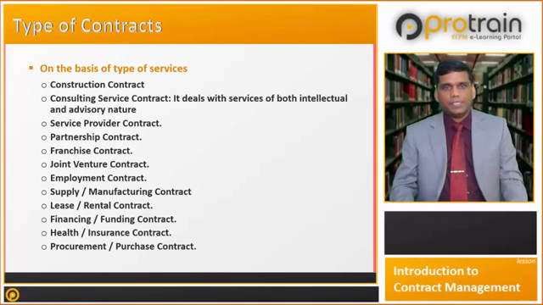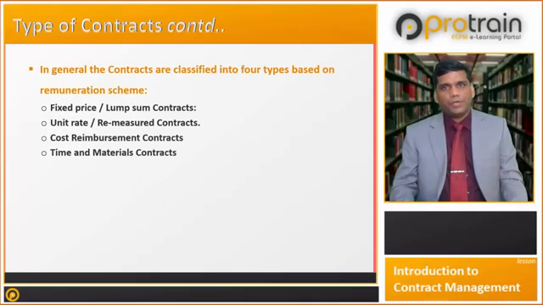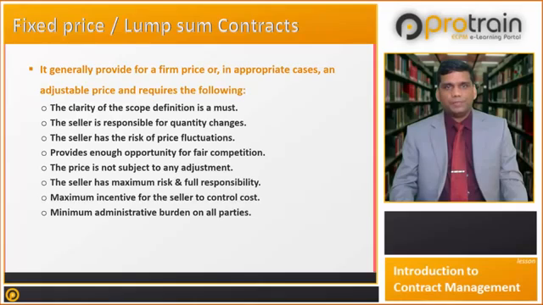Let us next see the contract classification on the basis of remuneration scheme. In general, contracts on the basis of remuneration are classified into 4 groups: fixed price lump sum contracts, unit rate remeasured contracts, cost reimbursement contracts, and time and materials contracts. Now let us see what is the fixed price lump sum contract.